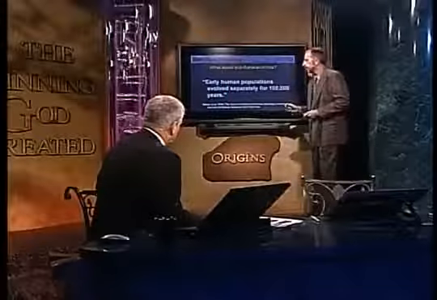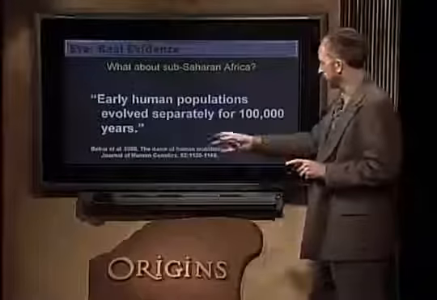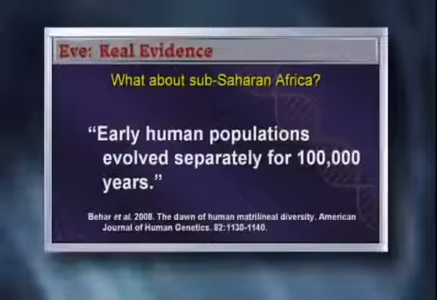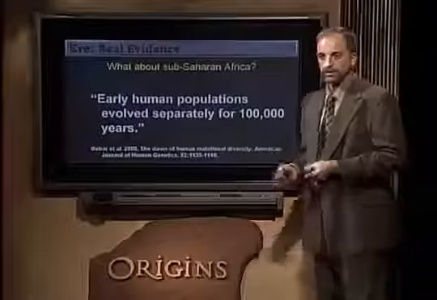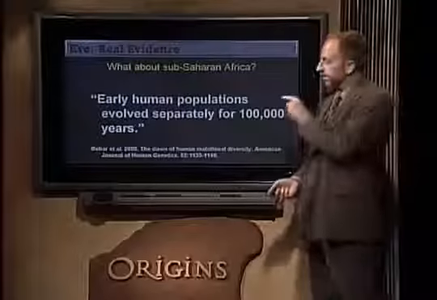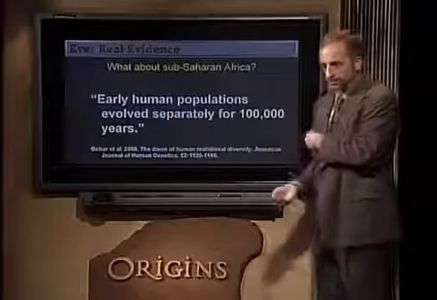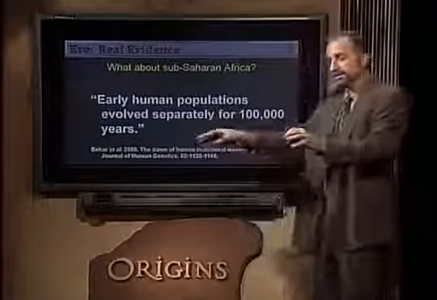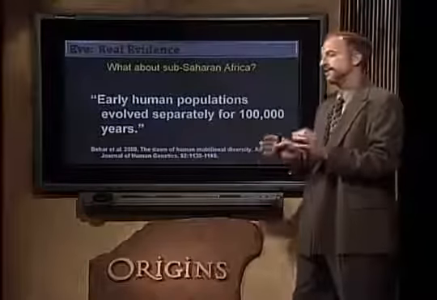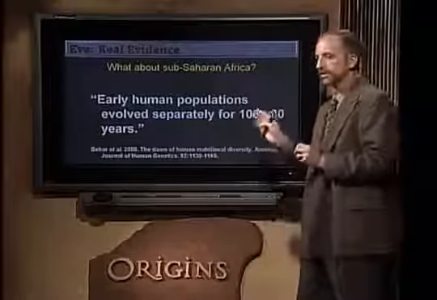So what does that mean for Africa? There's a paper that came out in 2008. And in this scientific paper, which appeared in the American Journal of Human Genetics, they quoted, "Early human populations evolved separately for 100,000 years." What does that mean? It means that they're talking about Africa here because they believe Africa is the earliest. They're saying that the African population was divided up into small groups of people, and they stayed separate and small for a very long time.